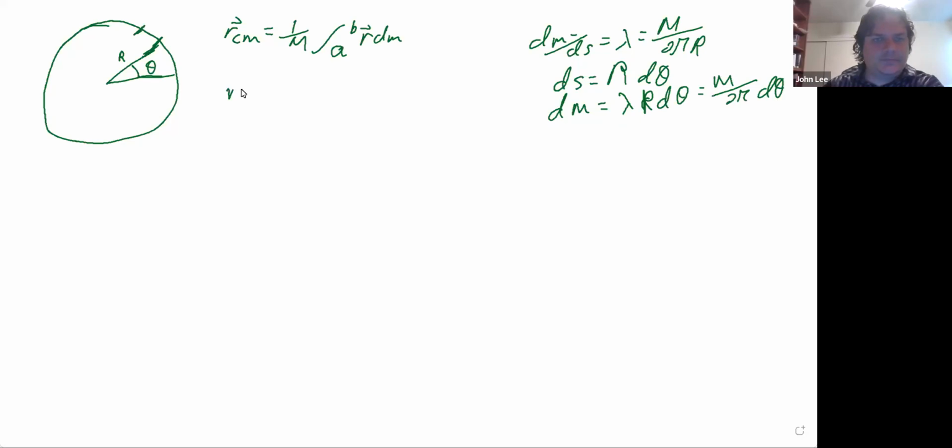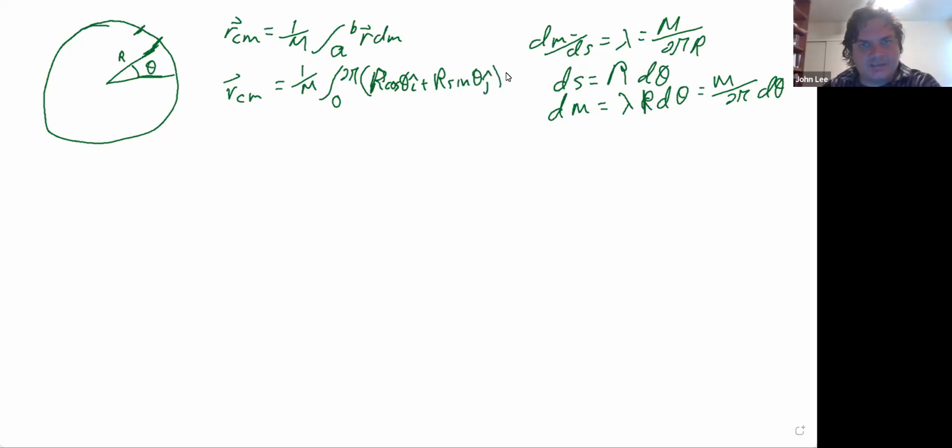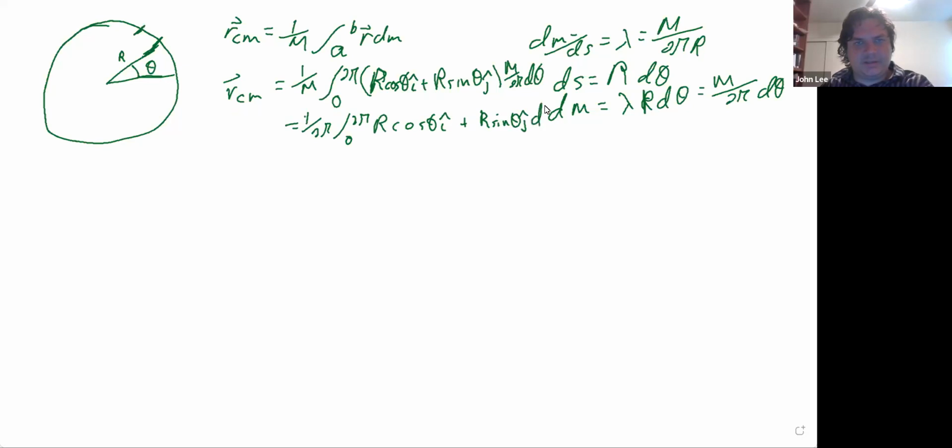So our center of mass is equal to 1 over m, integral from 0 to 2 pi of r cosine theta i plus r sine theta j, times m over 2 pi d theta, which is equal to 1 over 2 pi, integral from 0 to 2 pi of r cosine theta i plus r sine theta j d theta.